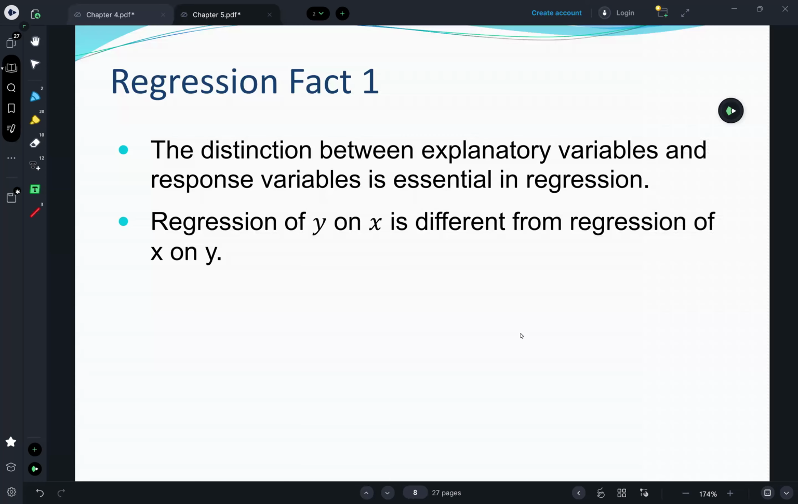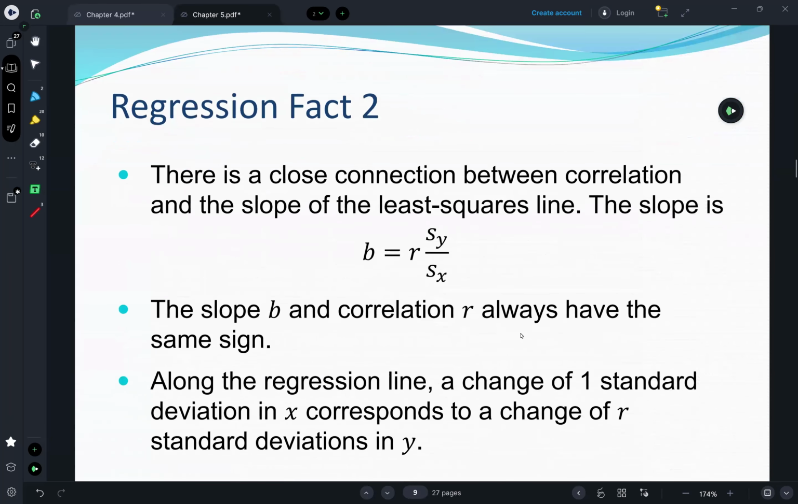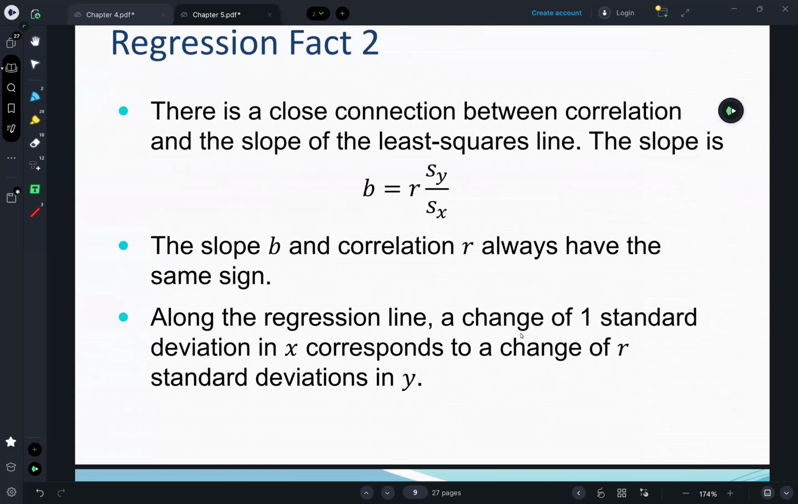Know that. It's really important to know which is the explanatory, which is the response. If you do change those, we would have completely different slope and intercept. Okay. Regression fact number 2. There is a close connection between the correlation and the slope.